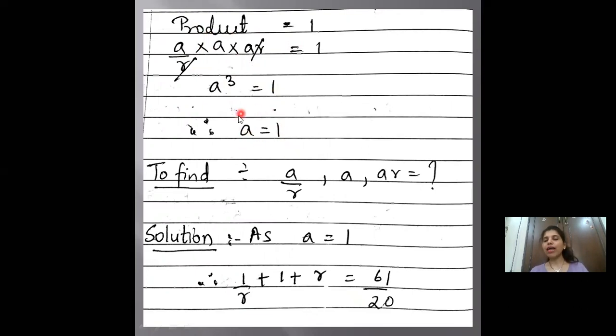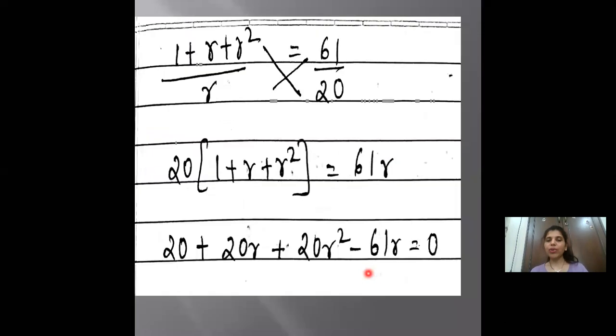Now once you got the value of A, you have to find the 3 terms. So as A is equal to 1, you substitute in the sum equation. What you have got as A upon R, you'll get 1 upon R, plus 1, plus A into R, you'll get R, is equal to 61 upon 20. Now cross multiply.